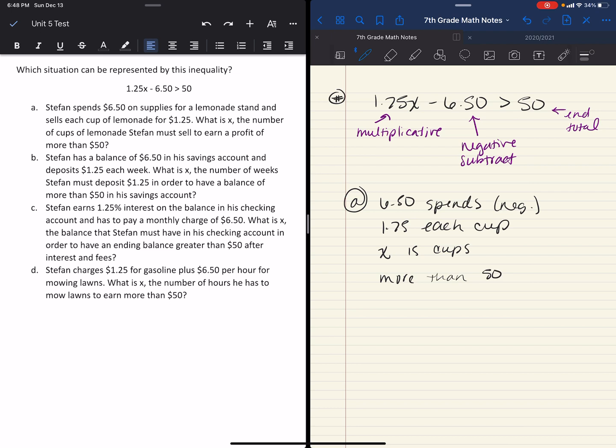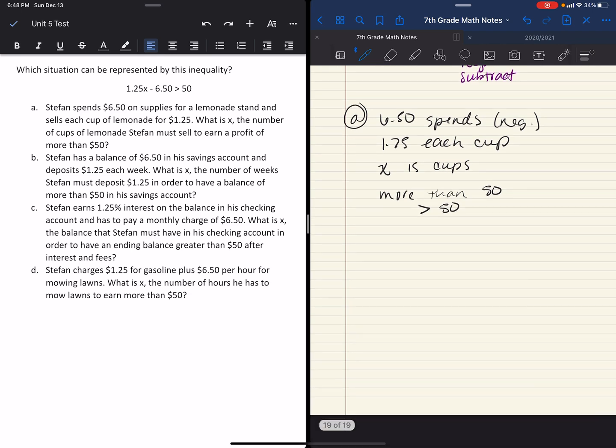And actually, I think you guys know that more than does mean greater than. So far, A looks like that's my answer, because the 1.25 is multiplicative times cups, which is X, so 1.25X. The 6.50 he spends has to be a negative, so it is minus 6.50, subtracting 6.50. And it is the greater than sign, 50. But let's go through B, C, and D just to show why A has to be our answer.